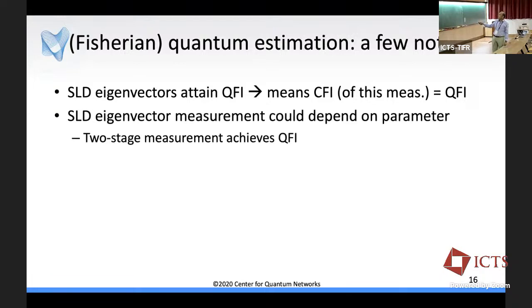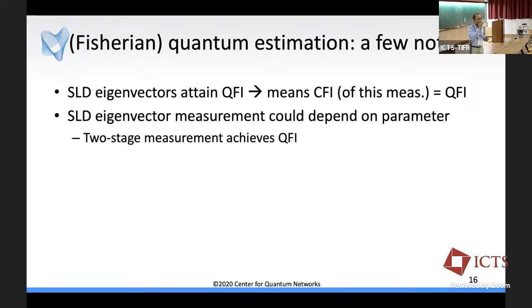So the CFI of this measurement equals the QFI. And the SLD eigenvector measurement could depend on the parameter itself. This is again a funny thing that happens with the SLD measurement: its eigenvectors themselves can depend upon the parameter. So how do you deal with it then? There is a very recent paper that addresses this issue. Say I have n copies of my density operator, my state that I want to measure. You calculate the SLD operator, and you want to start making measurements. So you take the first square root of n copies of the density operator and measure them with absolutely any measurement you want that has a positive classical Fisher information.